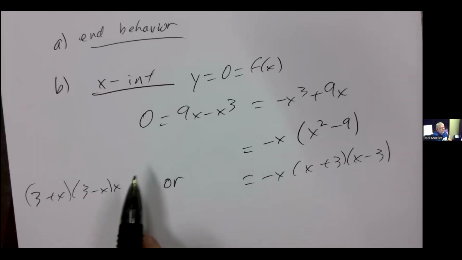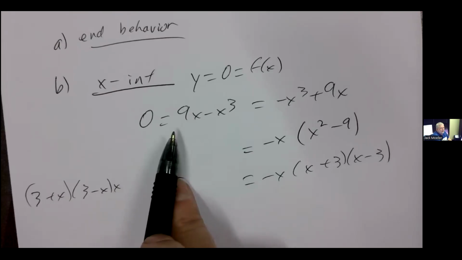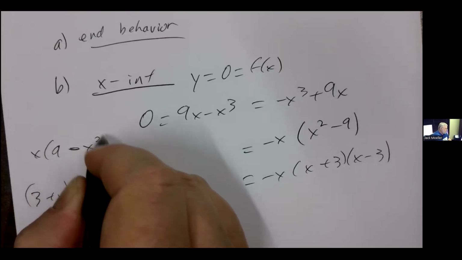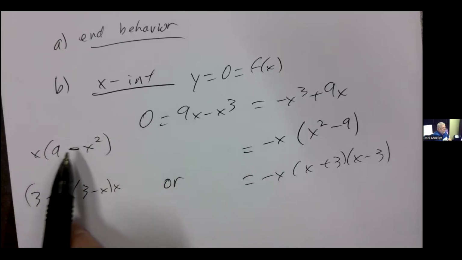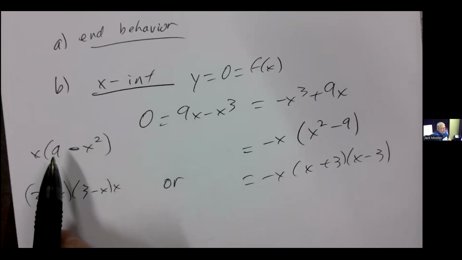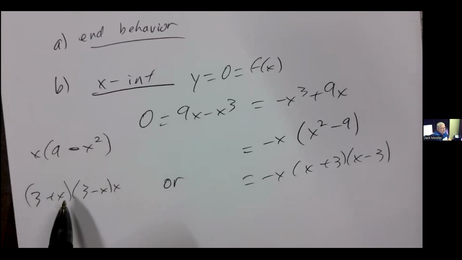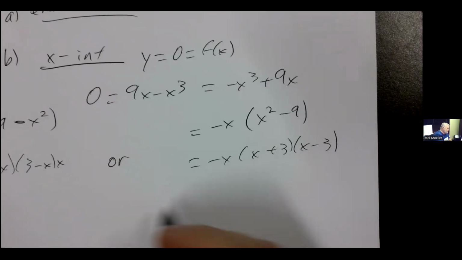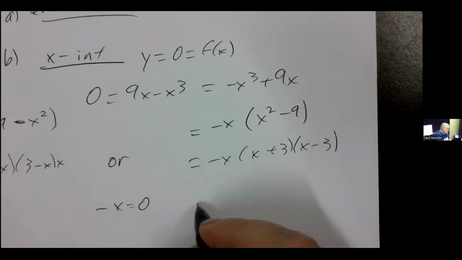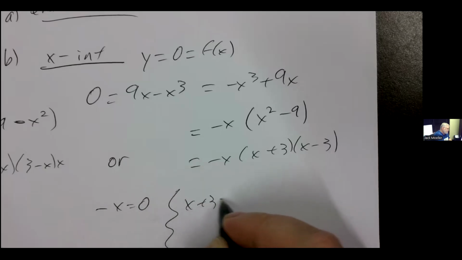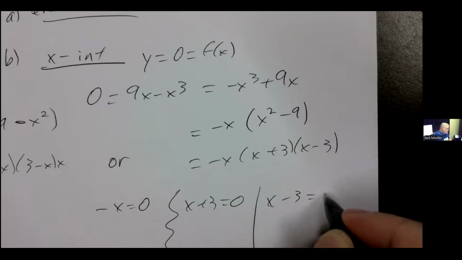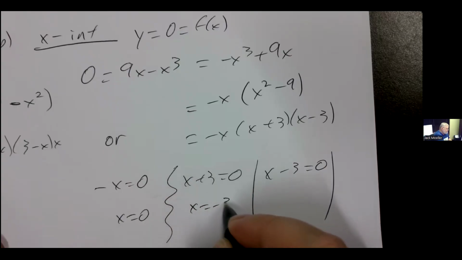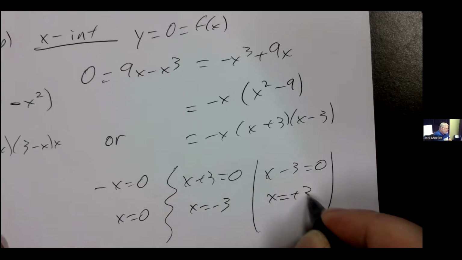If you would have kept it in this form, there's that GCF of x that you get factored out, and then you would have had 9 minus x squared. And then 9 minus x squared is still a difference of squares. That's 3 and 3, x and x. But you're going to get the same answers if you solve. And so then we have negative x is equal to 0, x plus 3 is equal to 0, x minus 3 is equal to 0. So solve those, we get x equals 0, x equals negative 3, x equals positive 3.